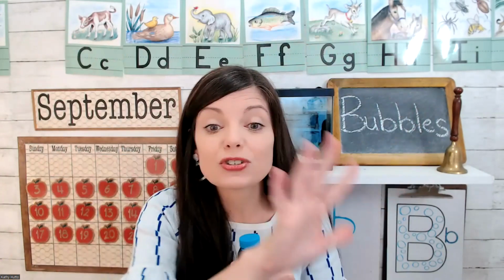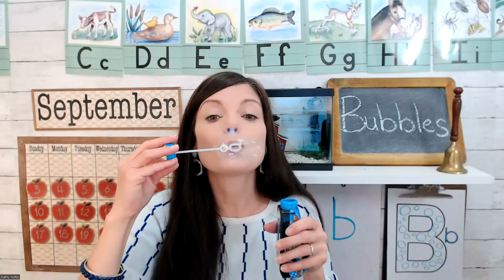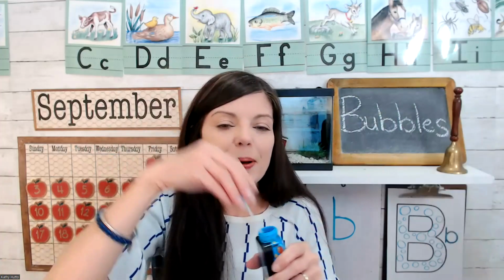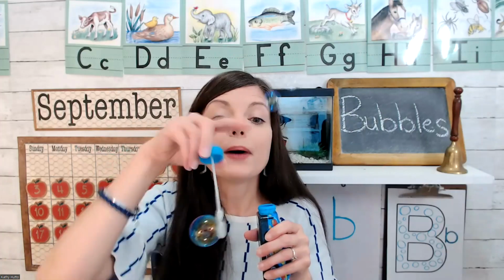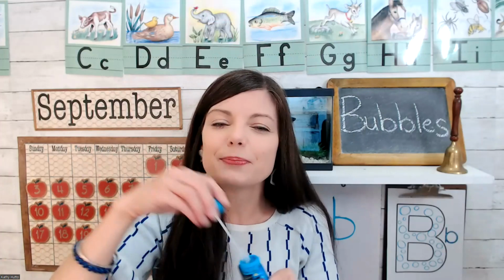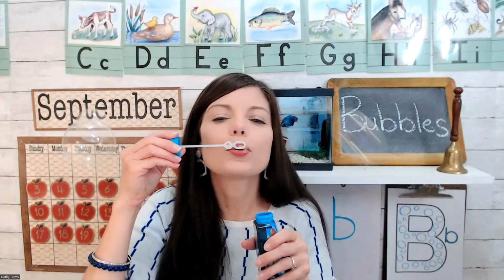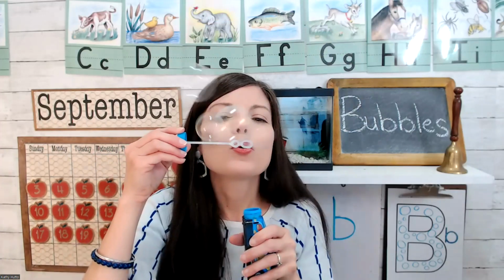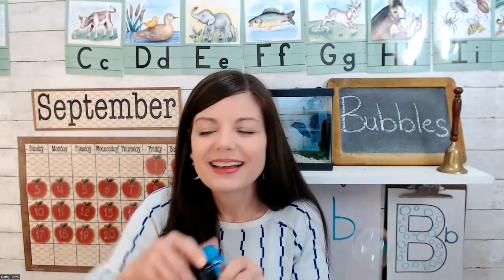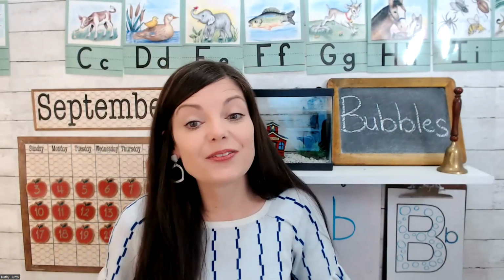Well, I'm going to blow some real bubbles and you can see them on your screen and pretend to pop them like this as you practice the letter B sound. B, b, b, b. What does letter B say? B, b, b, b, b. What does B say? B, b, b, b, b, b. What does B say? B, b, b. That's a fun game today. You can play if you want.